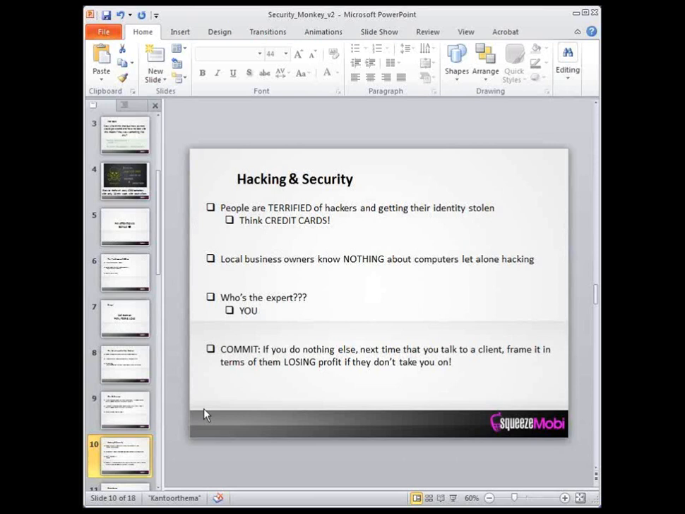So if you do nothing else, next time you talk to a client, try to frame it in terms of losing profit, and think about it consciously. When you're talking about helping them gain something, talk about how if they don't take you on, they're going to be losing something. Now, does that sound like something you can do? Just thinking about it and implementing it, changing a couple sentences up. It's not that hard of a task.